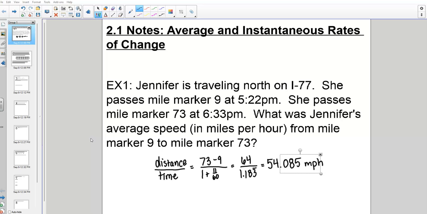I also saw some people with things like this: 6.33 minus 5.22. 6.33 minus 5.22 would give you 1.11. If you do that, 64 divided by 1.11 is going to give you 57.657. What's wrong with this?